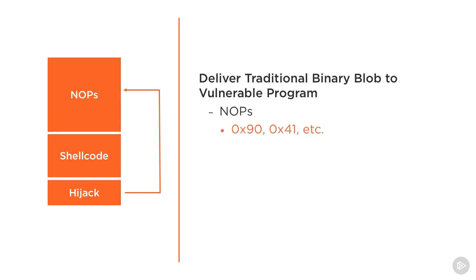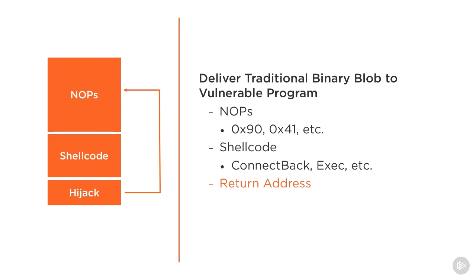In many traditional stack-like buffer overflows, there was kind of a traditional blob where you had NOPs, and that could be hex 90s or capital A's, 41s, or whatever you want, then shellcode, and that could be something like connect back to you or exec or execute a particular process or program. And then there's the part where you actually have to overwrite the return address, and that was either something you could hard code or, many times now, often it's dynamically calculated.